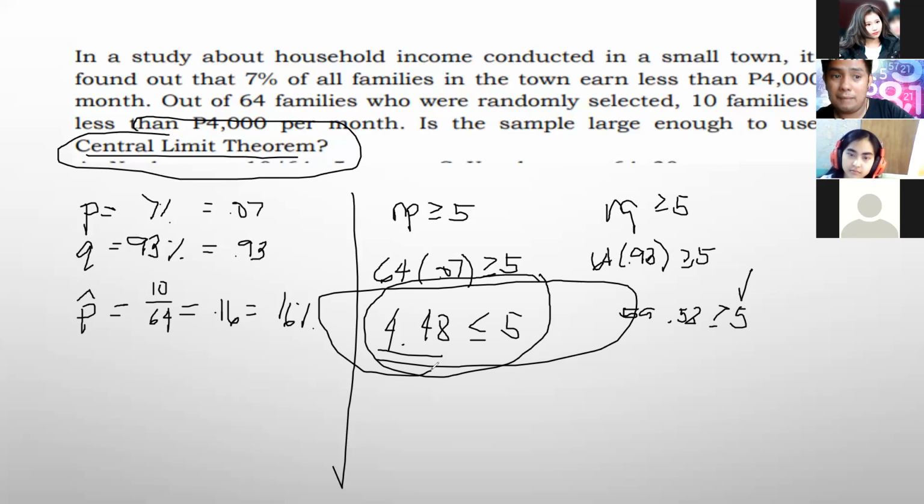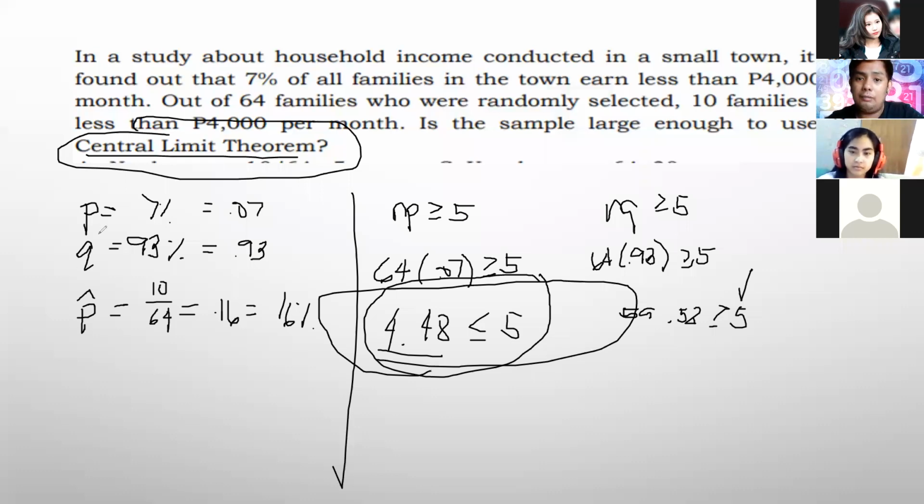Okay? So, para masabi natin na normal distribution na siya, kailangan natin itaas ang number of samples natin, or itaas natin ang kung ano man, is it either the percentage or the number of samples, para makarating man lang tayo sa greater than 5. Okay? Clear po? So, in this case, is the sample large enough? Tama na ba yung 64 lang? Hindi po. Kasi hindi niya narating yung 5. Clear po tayo? Question? Okay.